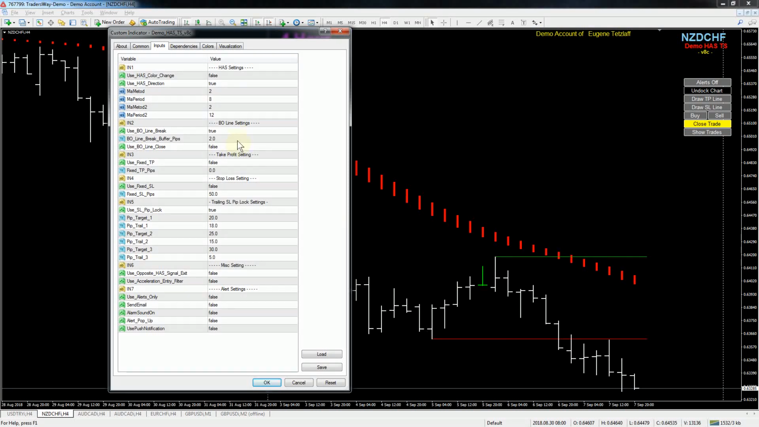In this case, the default is 2 pips, so when this breaks out by 2 pips, it will take the trade. Or you can use the candle close, which means it has to wait for this candle to break out through the line and close. Then when the next candle opens, it will take the trade. So you have your choice there.